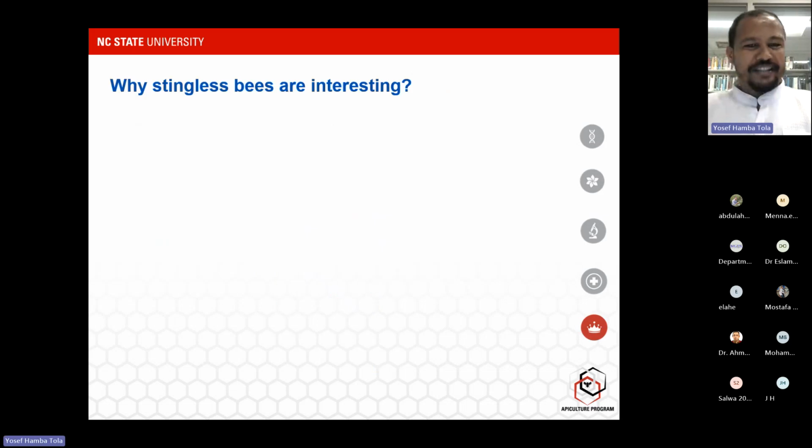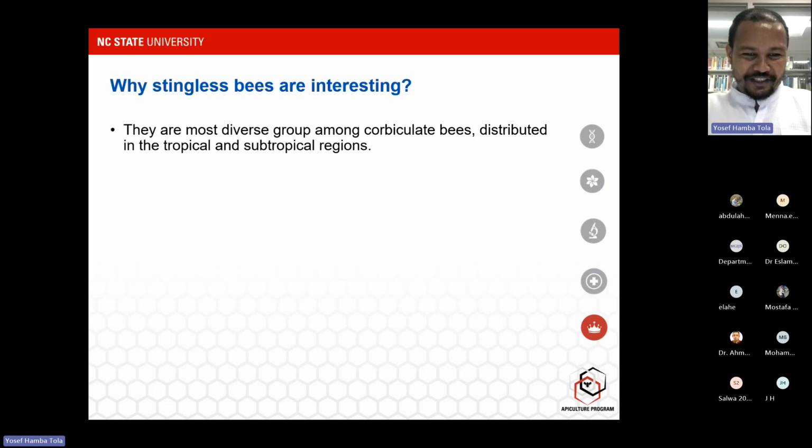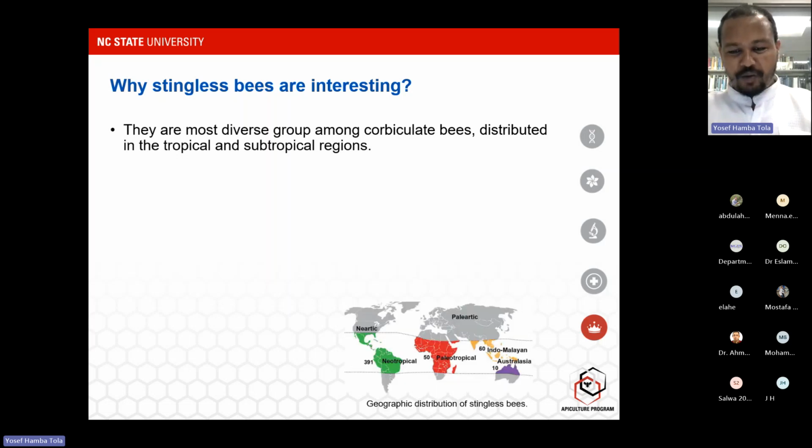The other thing is why the stingless bees are interesting. I'm really interested also in stingless bees. These stingless bees are the most diverse group among the corbiculate bees. They are distributed in the tropical and subtropical regions. As you can see from this map, they are distributed in these regions.